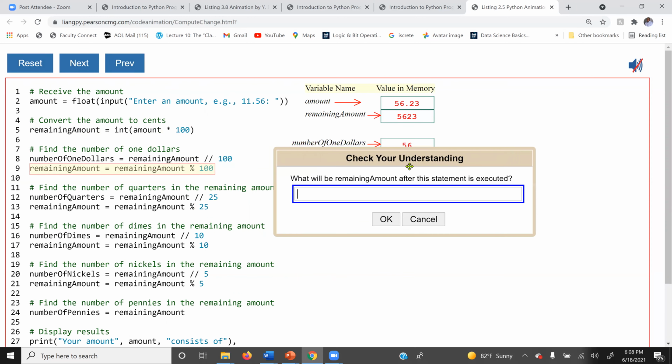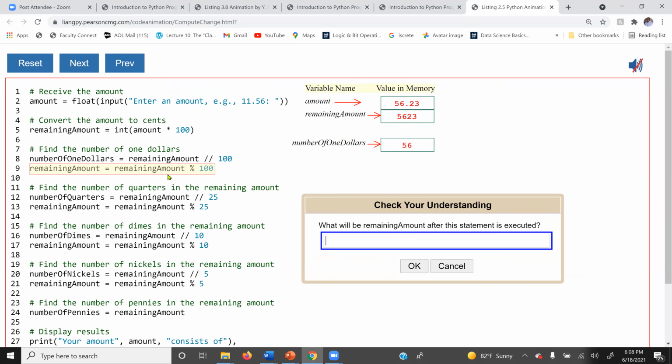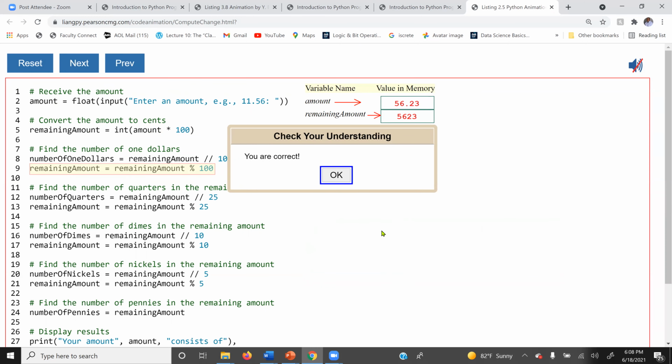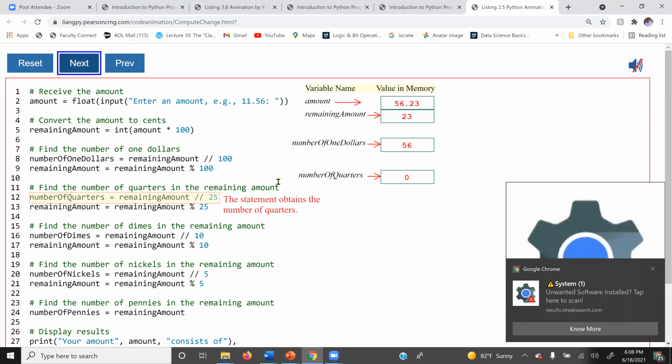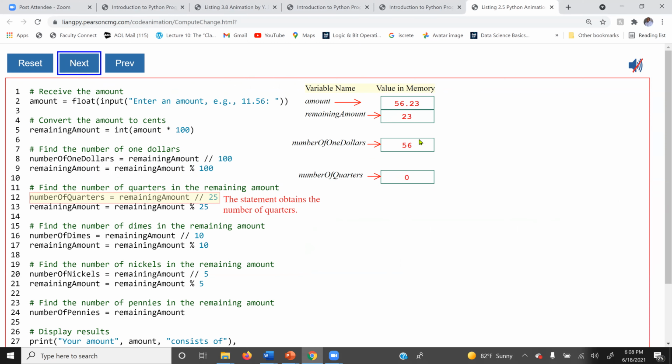Now, what will be the remaining? The remaining amount, modulus 100, which is the same amount we have, 5623 modulus 100, that will give me 23 as the remainder. If I divide 5,623 by 100, the answer will be 56, remainder 23. So that's correct. Then next, we have a remaining value. Still it is 23 because the number of quarters is 0. The remainder is 23.